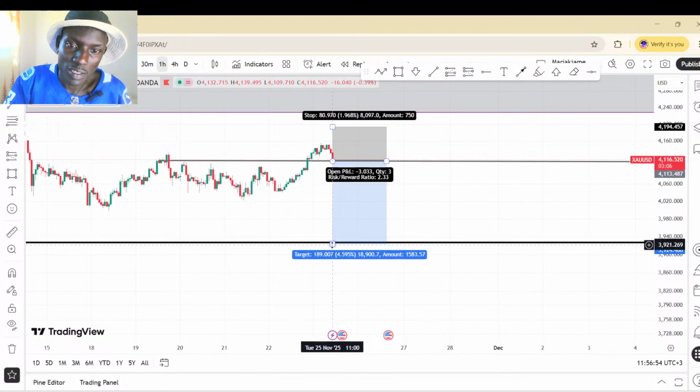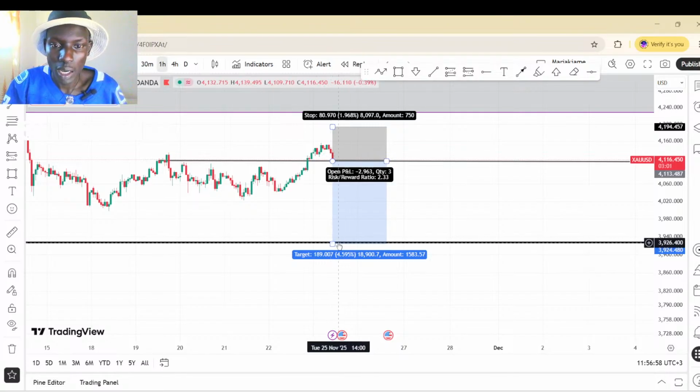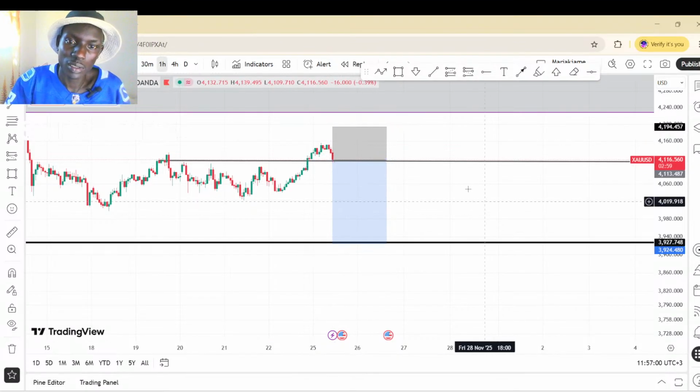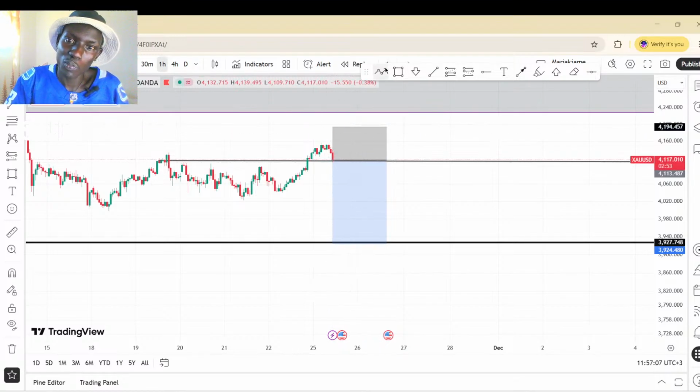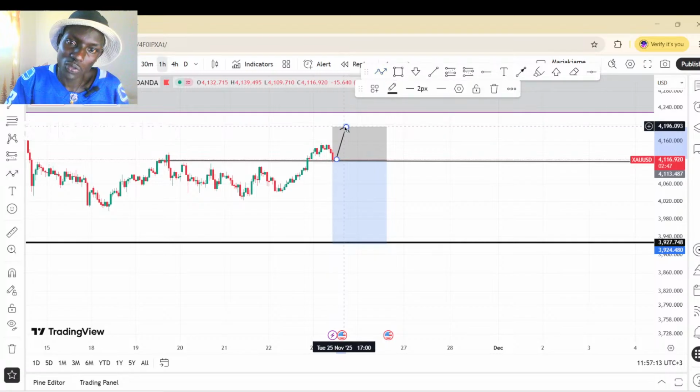So this is our first TP that we are targeting, 189 pips. 189 pips is our target. That is the TP. We are losing 80 pips, of which I believe we cannot go back up to this side. This is a zone. In case it breaks this, then I don't expect the market to go up here.